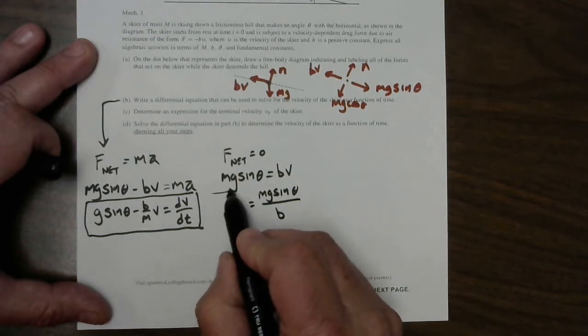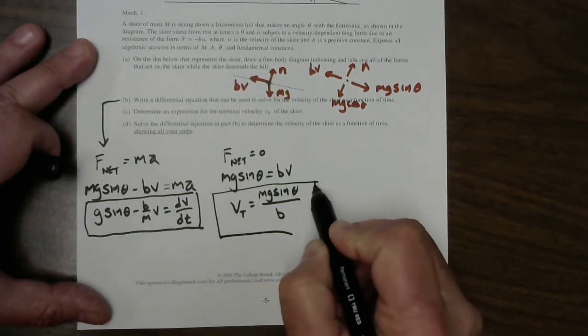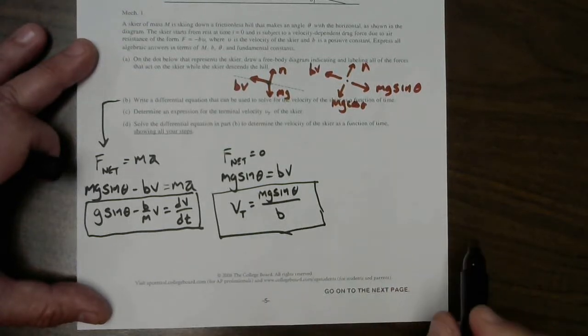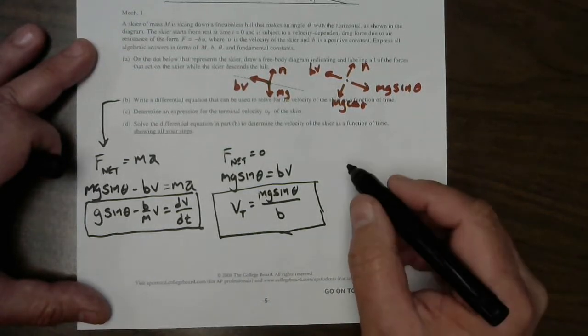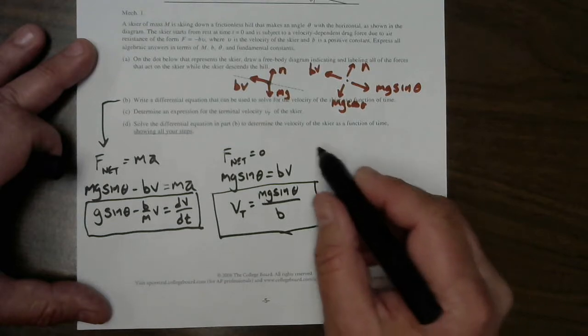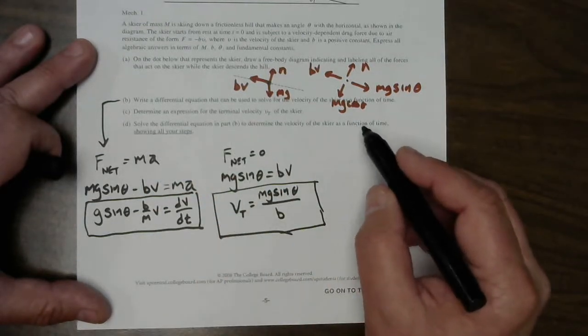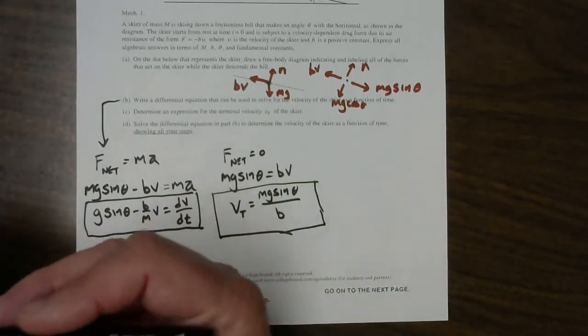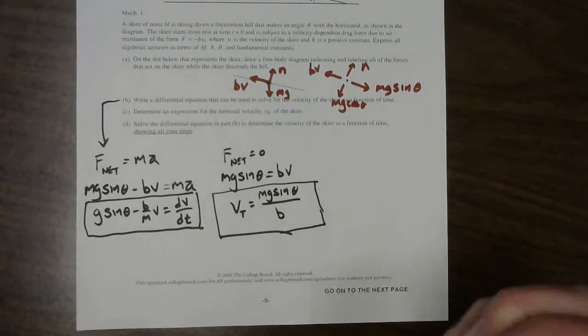A number of people had memorized this from the previous example where we just dropped something and it wasn't on an inclined plane, and they left off the sine theta. Okay, that brings us to solving a differential equation. Well, we're not going to do that. I asked you to solve a slightly different problem. I asked you to graph the velocity and the acceleration as a function of time.